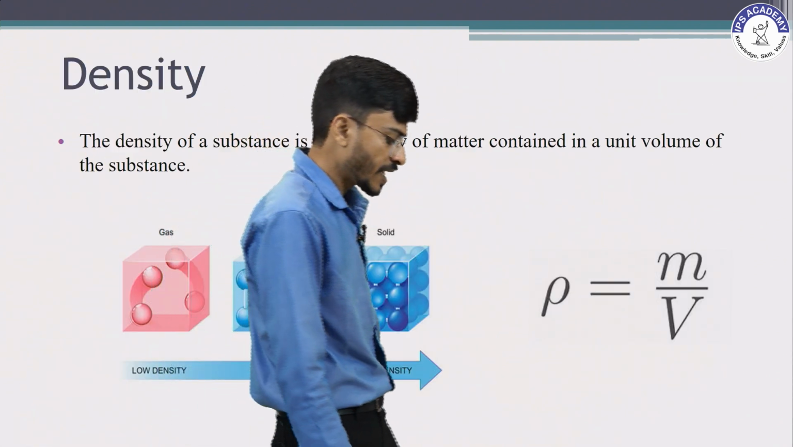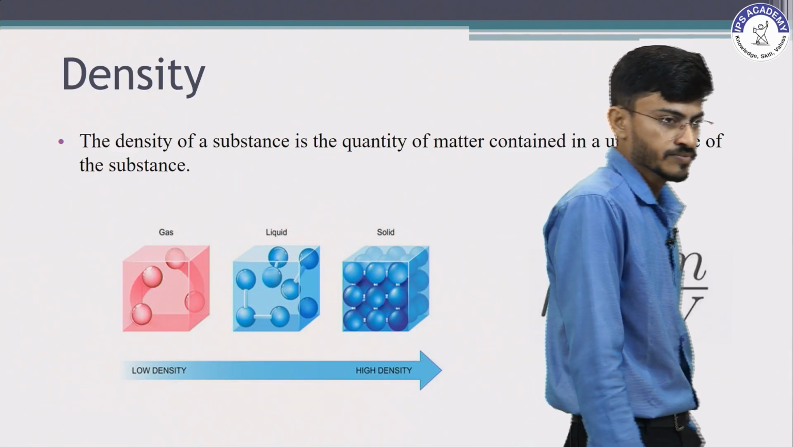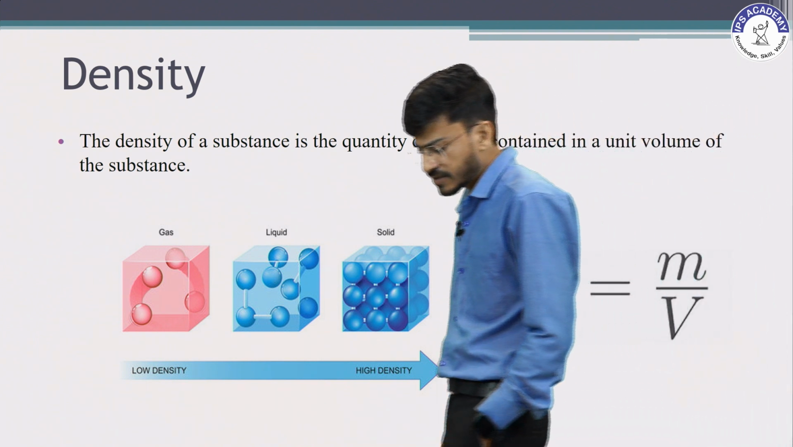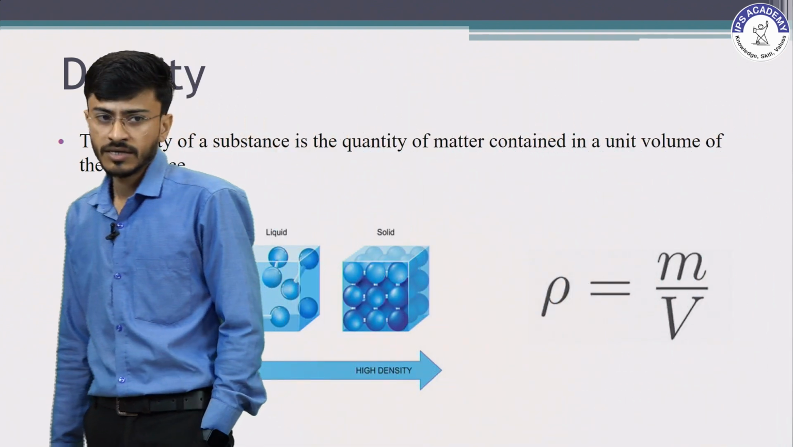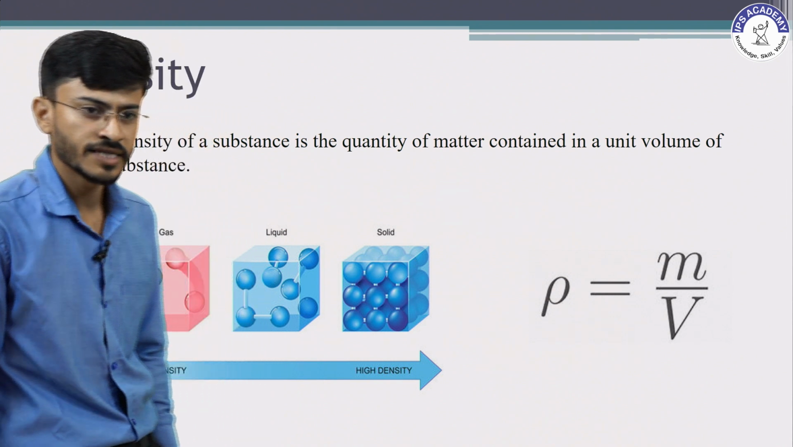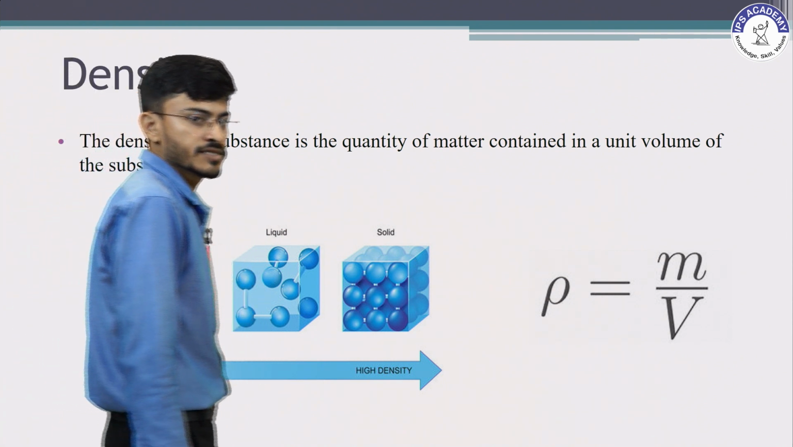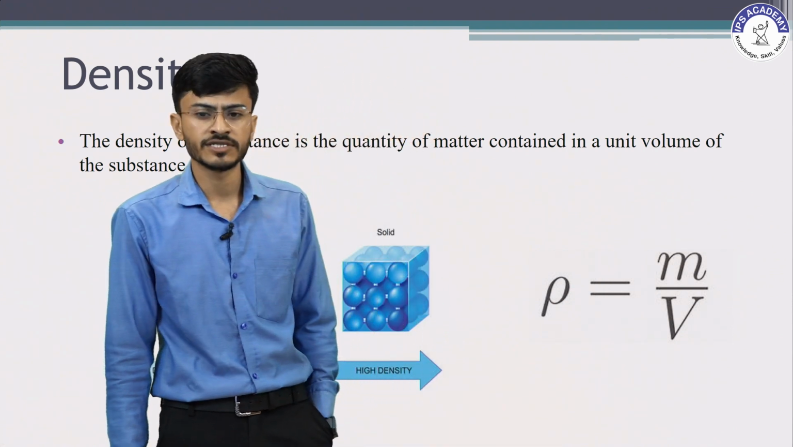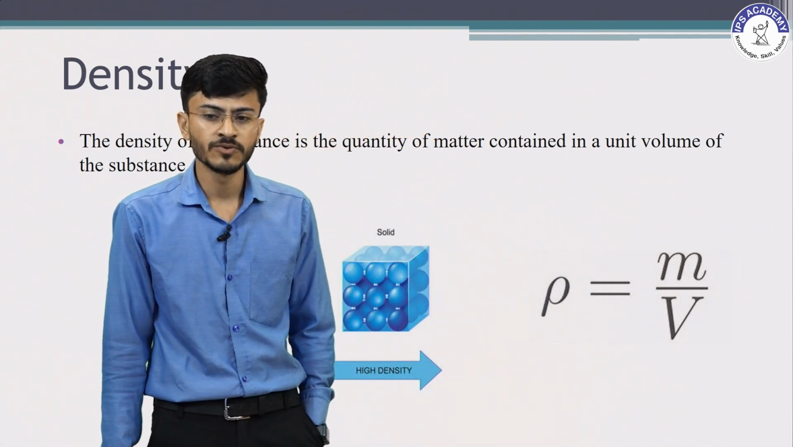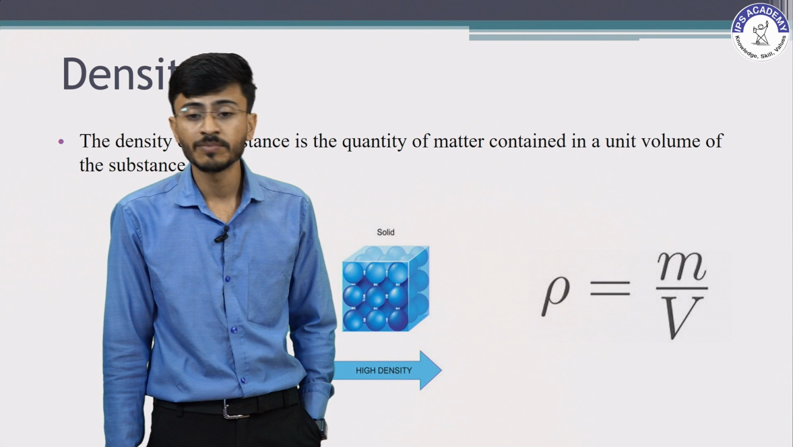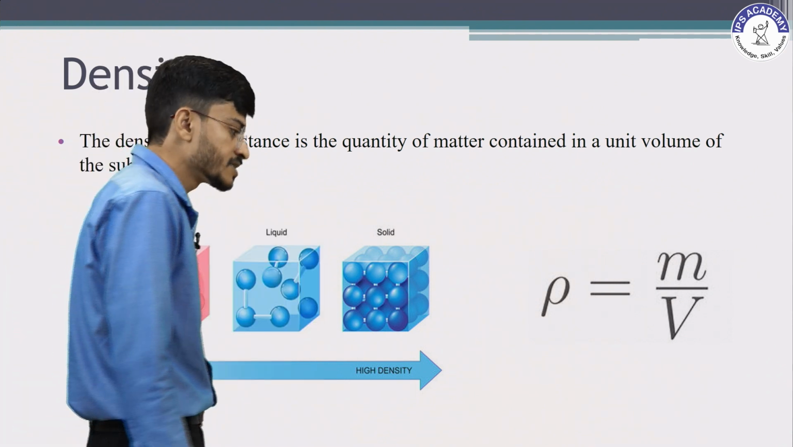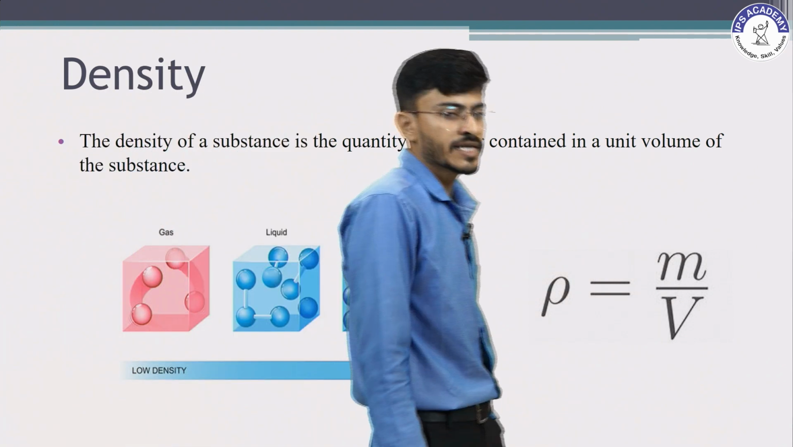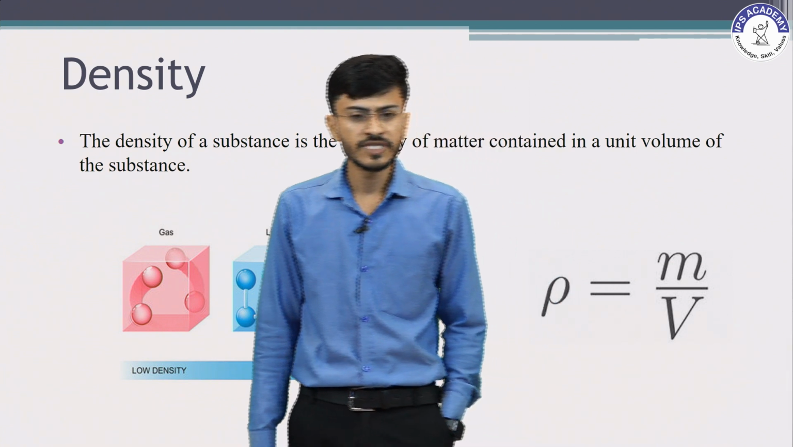Now coming to the basic properties of fluid. Density. Density is a very basic thing. I think everyone knows about density. The density of a substance is the quantity of matter contained in a unit volume of the substance. Suppose 1 meter cube of volume contains 1 kg of mass, then the density of the material will be 1 kg per meter cube.